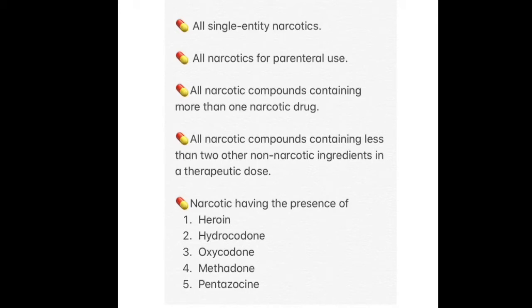Let's come to the fifth point, which is very easy and straightforward. Narcotics containing heroin, oxycodone, hydrocodone, methadone, or pentazocine. If you see the presence of any of these 5 medications, the compound right away becomes a straight narcotic, because these are very potent narcotics.